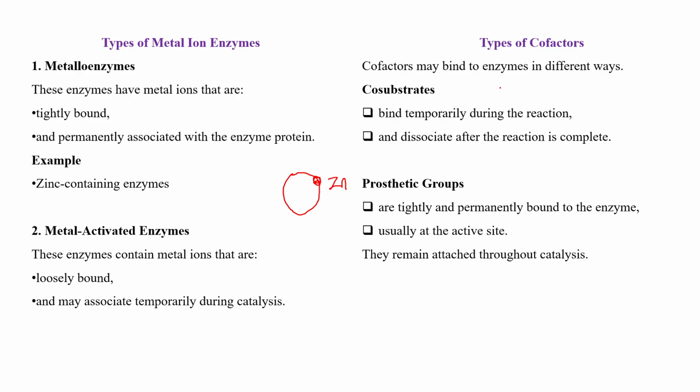Prosthetic groups, on this side, are tightly and permanently bound to the enzyme, usually at the active site. Keep this in mind. Usually they are bound at the active site. That's why you are going to have your prosthetic groups. They remain attached throughout the catalysis. Even after the reaction has occurred, they are still attached to the enzyme in the active site.